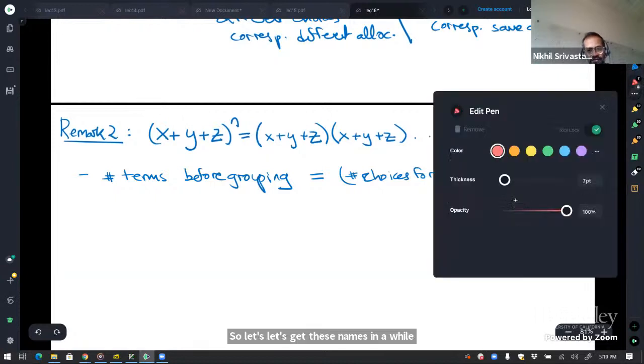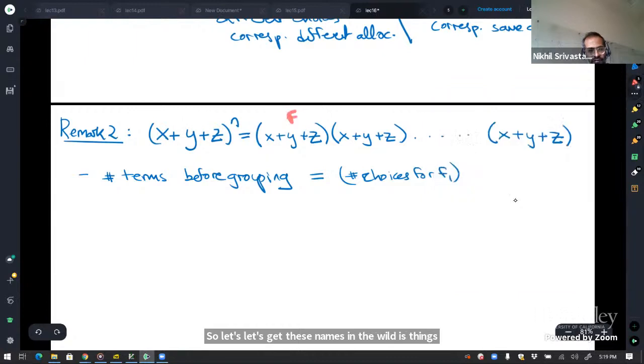Let's give these names. I don't know why all these things have become much thicker, but okay. So this is F1, this is F2, all the way to Fn, times the number of choices for F2, all the way up to the number of choices for Fn. And for each one, you can choose one of three terms. So this is 3 to the n.